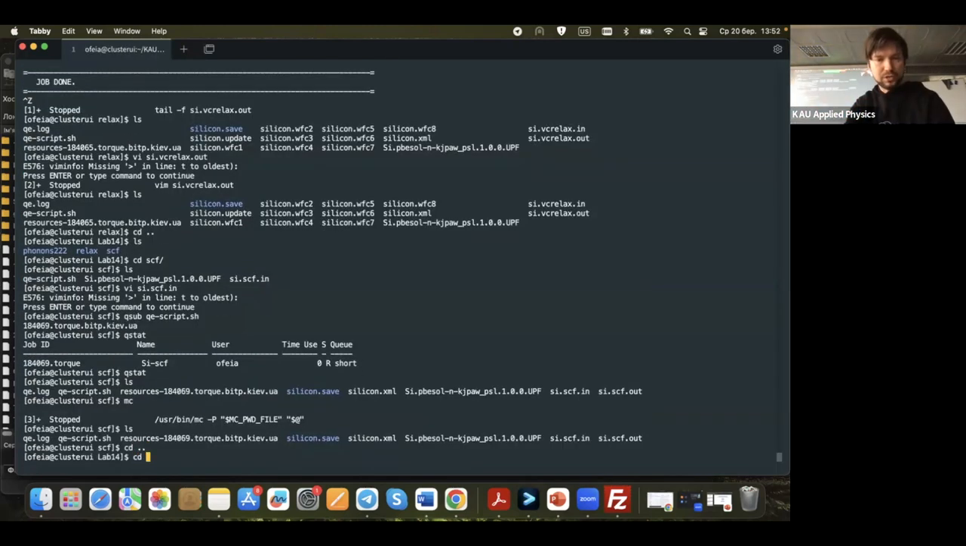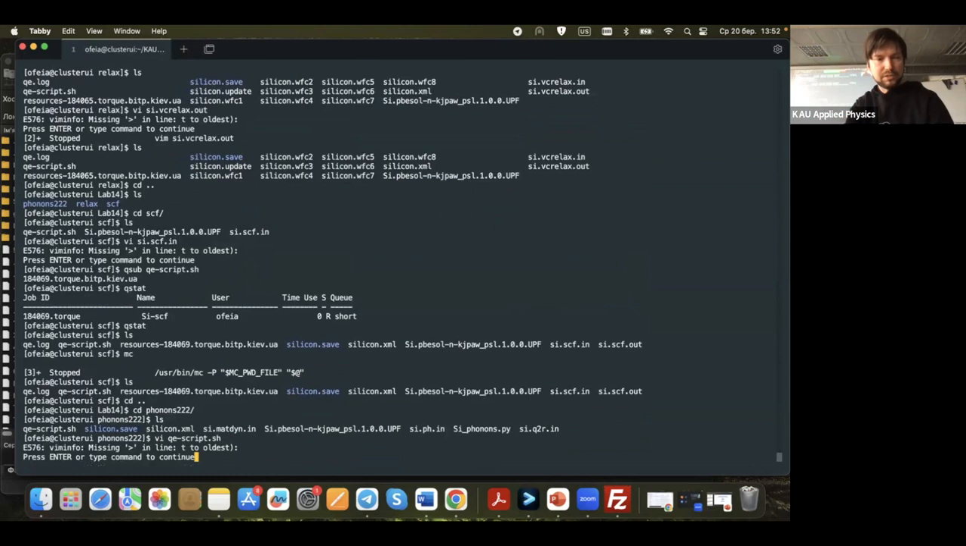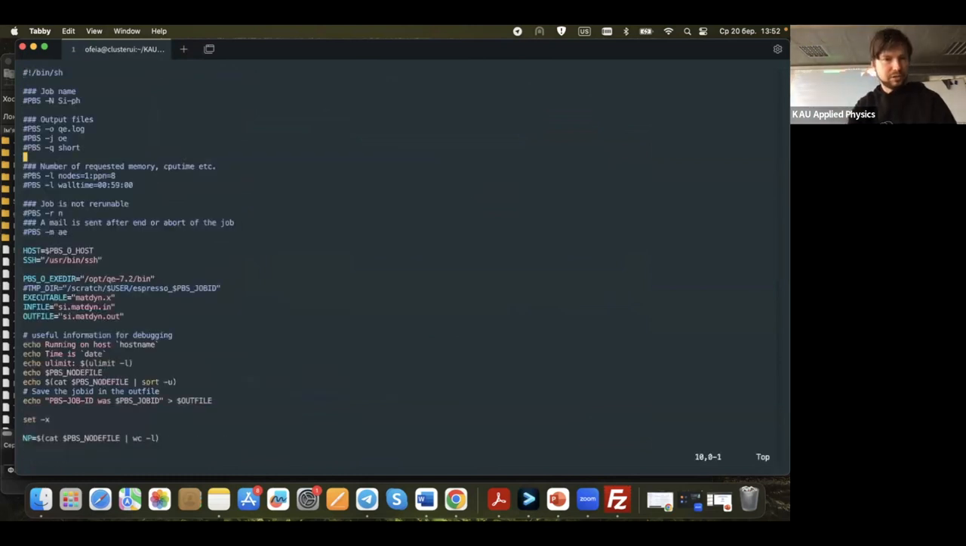So we should go to this folder, phonons 2.2. Here I should change the script, because it was for matdyn, where I stopped. You should change it to ph. So we have a new module, ph, phonons: the input file ph.in and the output file ph.out, just these three things. And the execution file is ph.x. Okay, yeah, it's a new module.